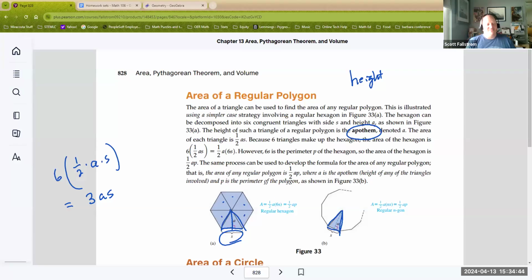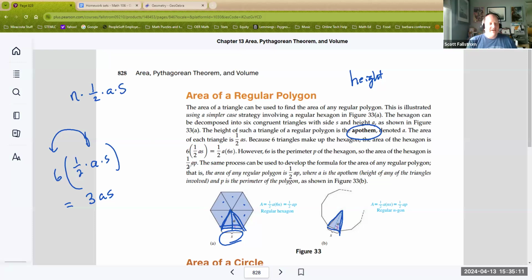But that was great because it was a hexagon, right? What would it be if it was a heptagon? So if it was 7-sided, well, I'd still have triangles on the inside of AS, and it would look exactly like this. Just out here, I would say times 7, times the number of sides. So what I end up with is the number of sides times 1/2 times A times S.